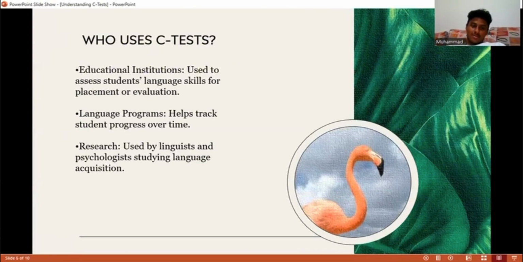Who uses the C-test? Educational institutions: used to assess students' language skills for placement or evaluation. Language programs: helps track student progress over time. Research: used by linguists and psychologists studying language acquisition.